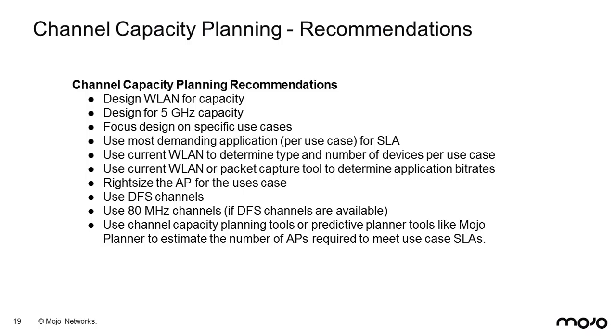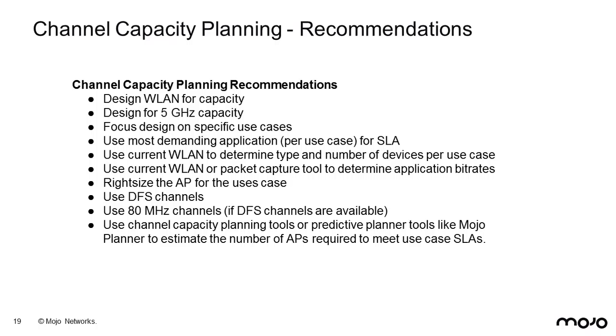So here's, in summary, some recommendations. You design for wireless capacity. The days of designing for coverage, there are probably still some use cases for coverage, but mostly we're designing for capacity these days. We design around 5 gigahertz. We talked about how few channels there are in 2.4 anyway. We're going to focus design on specific use cases. You can design for a whole building or a whole floor of a building, but are you going to have uniform requirements throughout that whole floor? Maybe, maybe not. It depends on the type of building or what's going on on that floor. And we're going to design for the most demanding application.